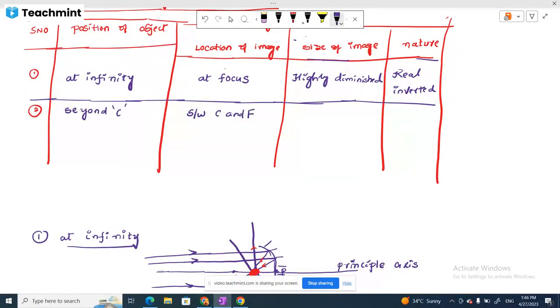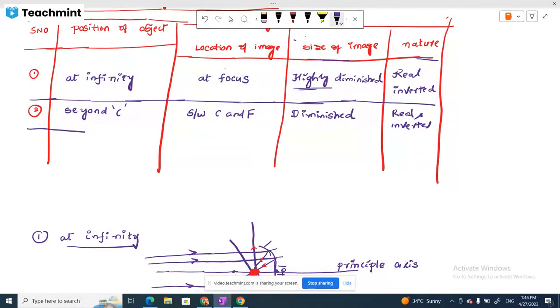What is the size here? The size is diminished. The first case was highly diminished, and here it is diminished. What is the nature? Real and inverted image.